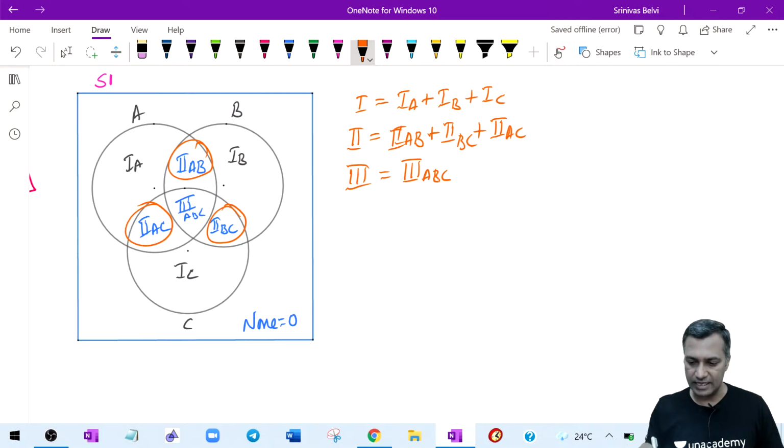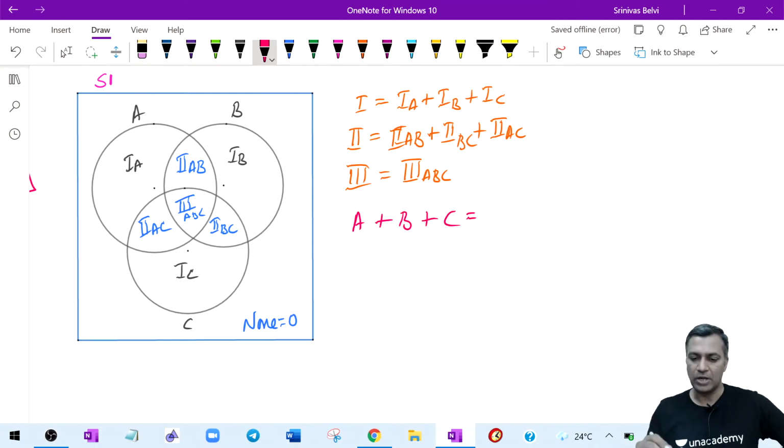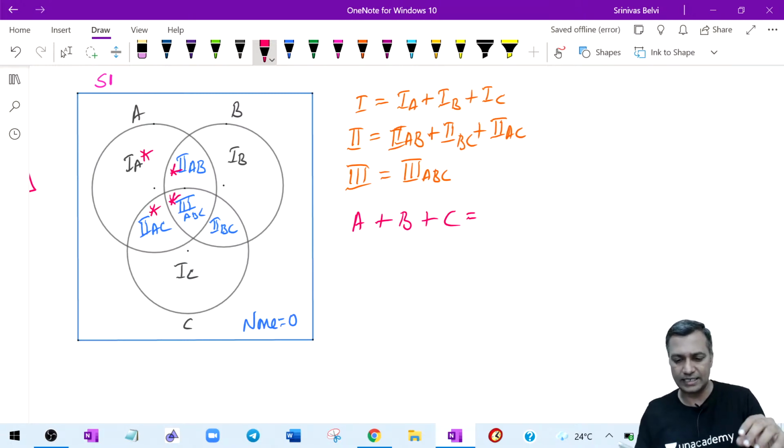Now listen very carefully here. Now I want to add A plus B plus C. Let me check what happens there. For A, I'm putting a star here. I have to add this star, this star, and this star. These four stars put together is region 1.